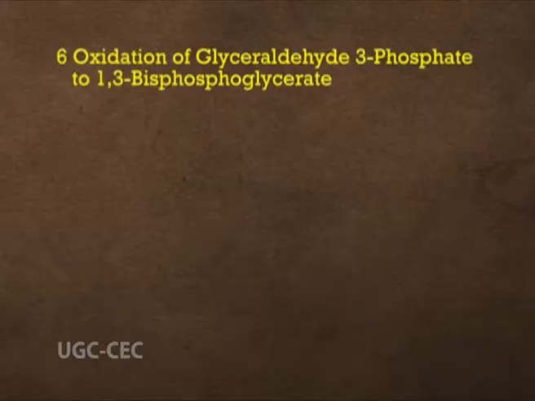However, the net yield of ATP per molecule of glucose degraded is only 2 because the 2 ATP were invested in the preparatory phase of glycolysis to phosphorylate the two ends of the hexose molecule. Now let's look at the sixth step, which is oxidation of glyceraldehyde 3-phosphate to 1,3-bisphosphoglycerate.